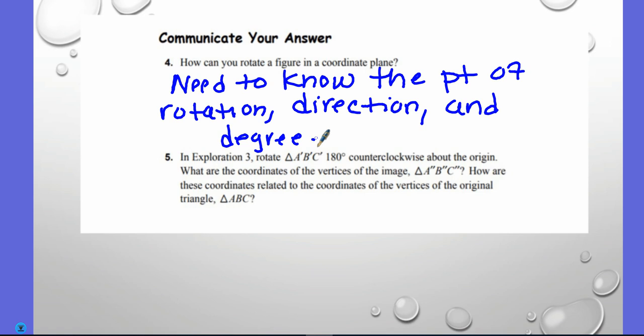Alright, number 5 says in exploration 3, rotate triangle A prime, B prime, C prime 180 degrees counterclockwise about the origin. What are the coordinates of the vertices of the image, triangle A double prime, B double prime, C double prime? Are these coordinates related to the coordinates of the vertices of the original triangle? Let's check it out and see. I believe that what's going to happen is it's just going to end up at the original. So let's go find out what happened.